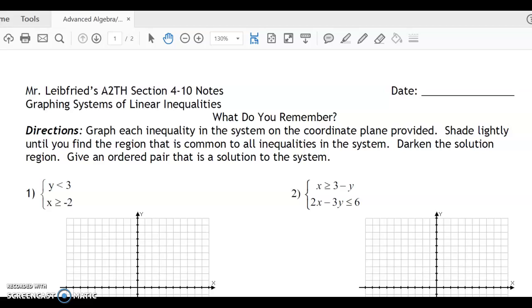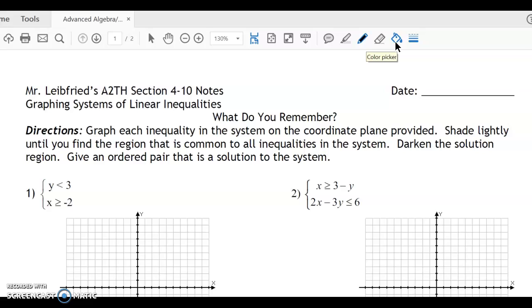Welcome to Section 4.10, Graphing Systems of Linear Inequalities. We're going to build off what we already know from the previous lessons. We kind of do inequalities after systems because it makes a lot of sense. There's a lot of parallels there. So we're going to graph each inequality in the system on the coordinate plane provided.